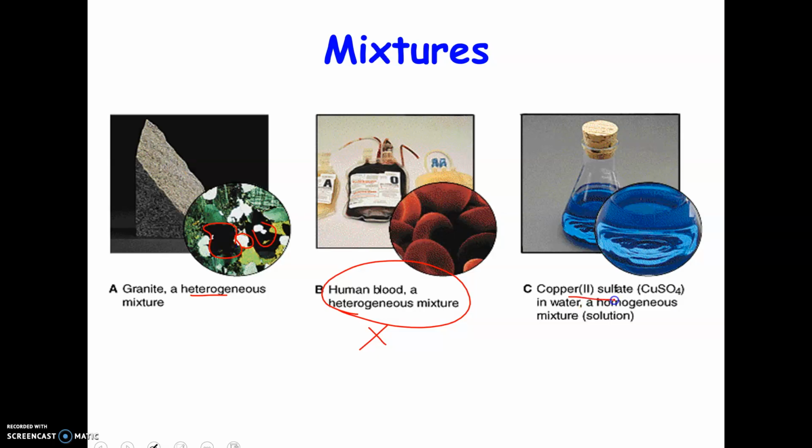And copper sulfate is a liquid solution. Remember, solution can be another word for a homogeneous mixture. We usually think of liquid solutions, but alloys of metal like steel or 14-karat gold or sterling silver are also homogeneous mixtures and can also be called solutions.